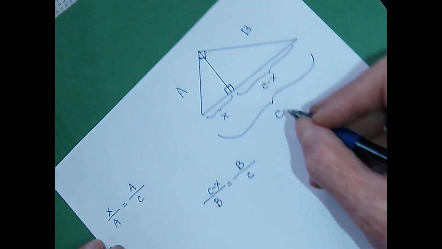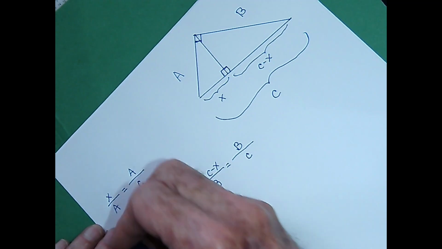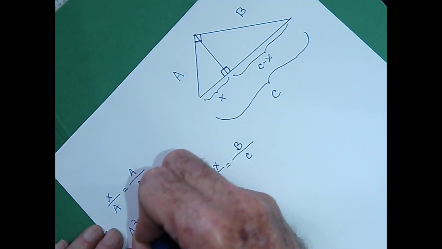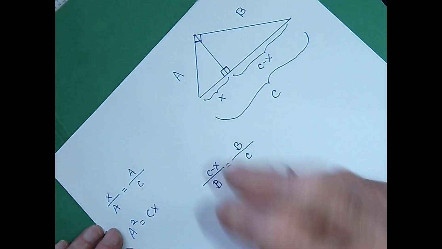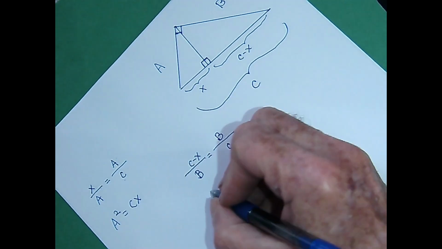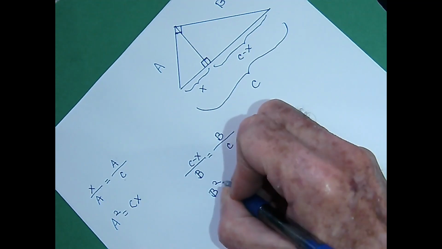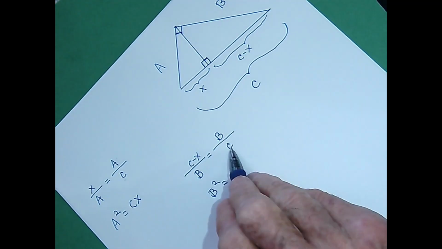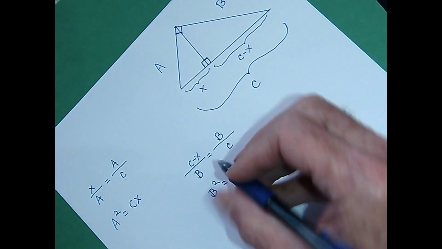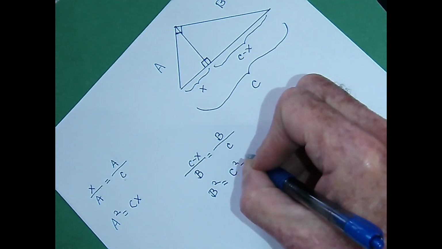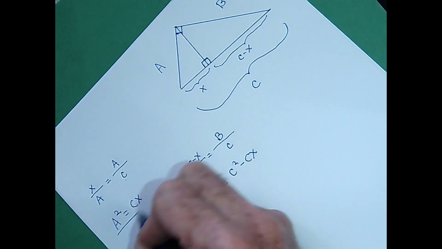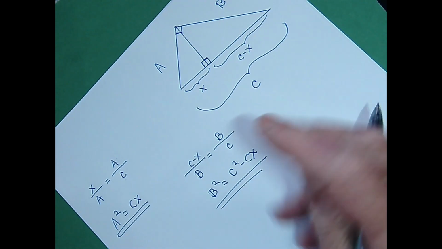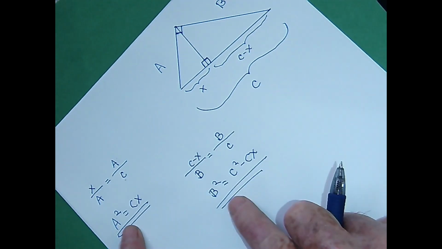Let's cross multiply, see what comes. A times A gives me A squared is equal to C times X. And if I cross multiply here, I get B times B, which is B squared. And let's multiply these kind of carefully. C times C minus X, that's going to give me C squared minus CX. Now think with me. If these things are equal, and those things are equal, what if I add equal things to other equal things? Shouldn't they remain equal?